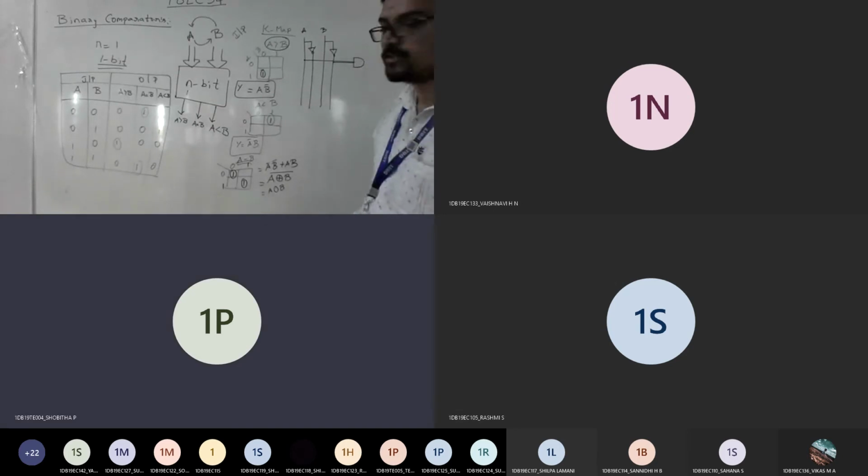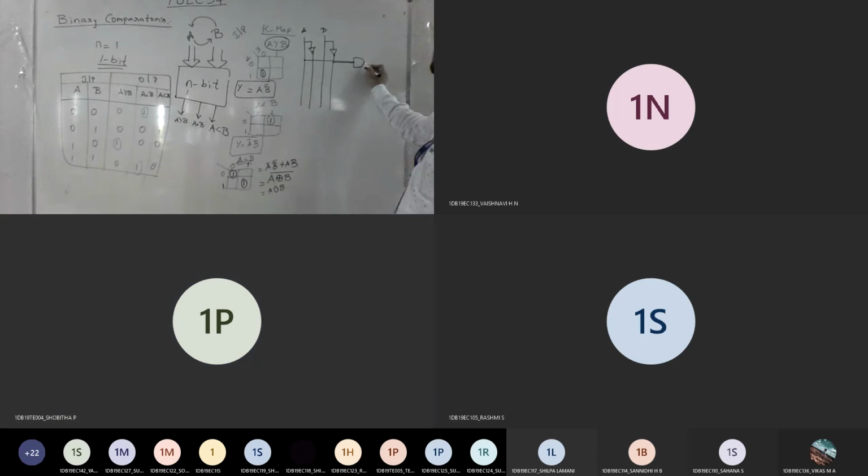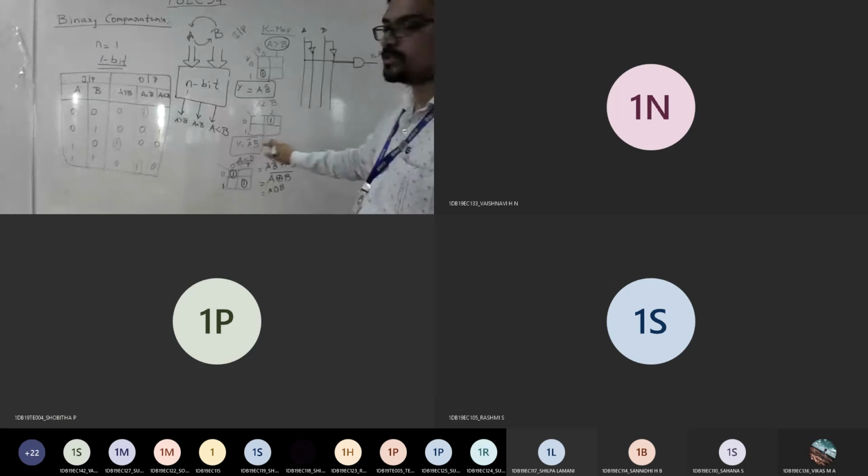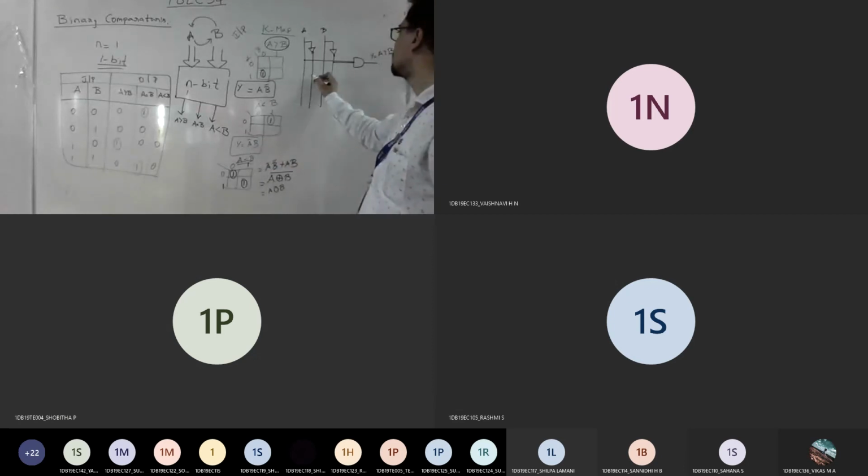AND gate. This will give you the first output, Y equals A greater than B. Next, less than: A bar B. So A bar is here, B is here. Again an AND gate, and you give Y equal to A less than B.